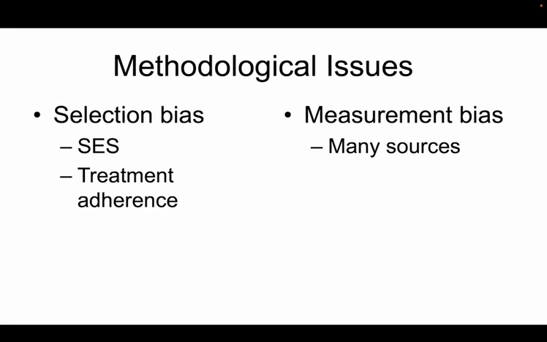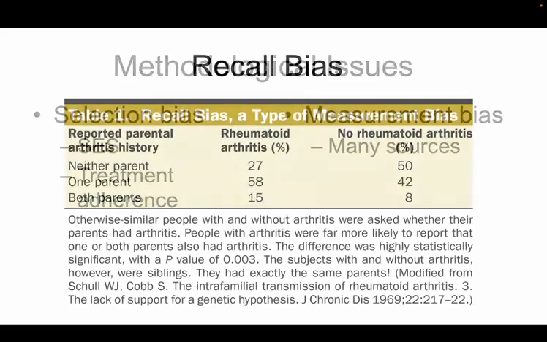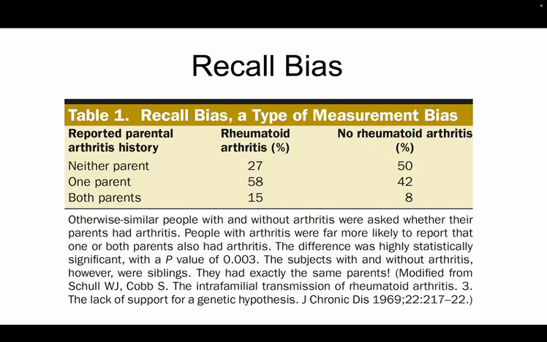Another issue with clinical research is measurement bias, which is of course a problem with any type of scientific research. There are many sources of measurement bias, especially in studies that rely on retrospective self-report. This study asked people with and without rheumatoid arthritis about their family history. People with rheumatoid arthritis were more likely to report that their parents also had it. This could be interpreted as a possible genetic link.